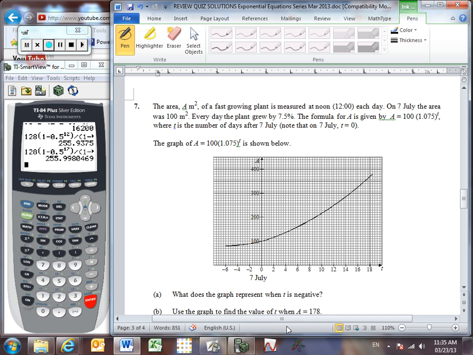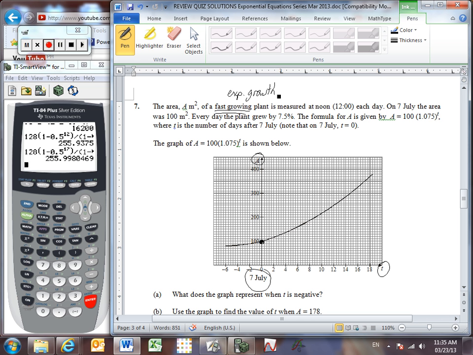Number 7. The area of a fast-growing plant is measured at noon each day. On July 7, the area was 100 meters squared. So here's July 7, and we can see that we're at 100 meters squared. So we can see that this is an area versus time graph. For each day after July 7, our area appears to be increasing because, of course, it's a fast-growing plant. And so this implies then that we've got exponential growth, as you can see down here.